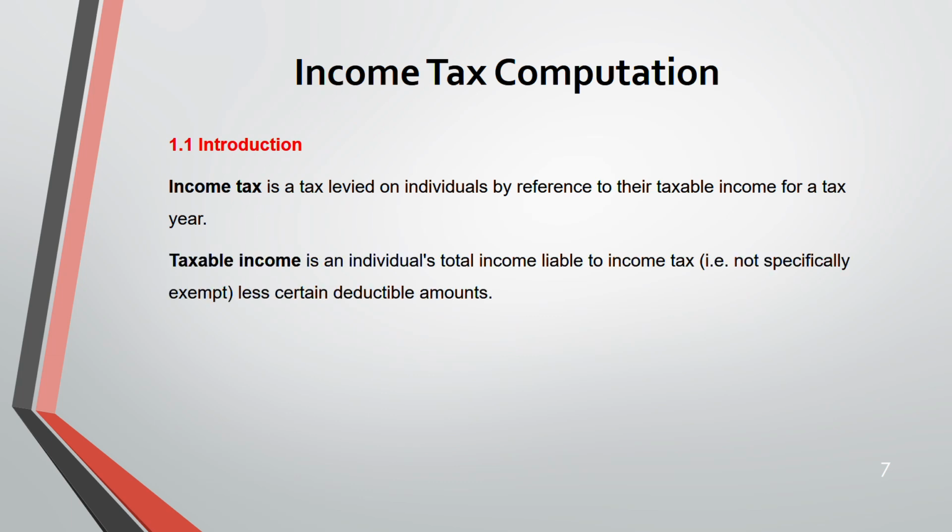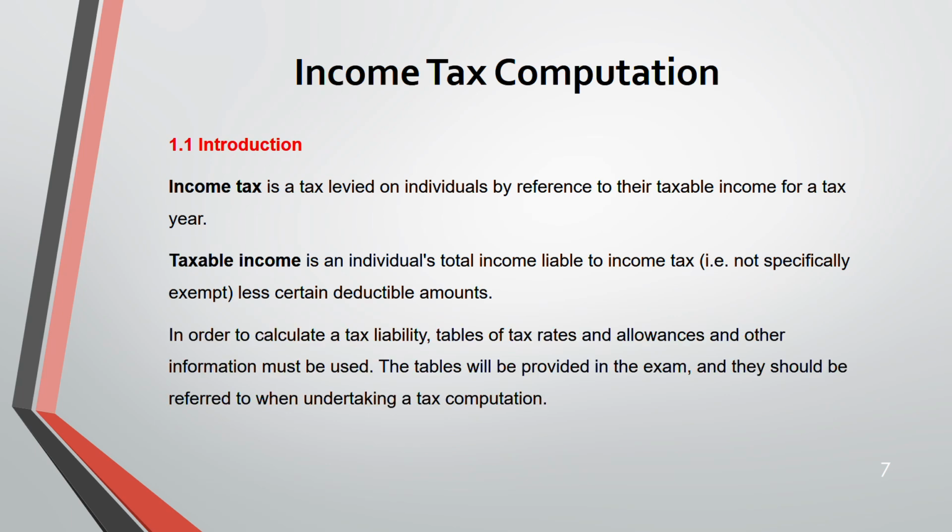Now, what is taxable income? Taxable income is that income which is liable to income tax. Not all income is liable to income tax. That's why we have exempt income also. So from your total income, you deduct certain deductible amounts and then you charge tax.